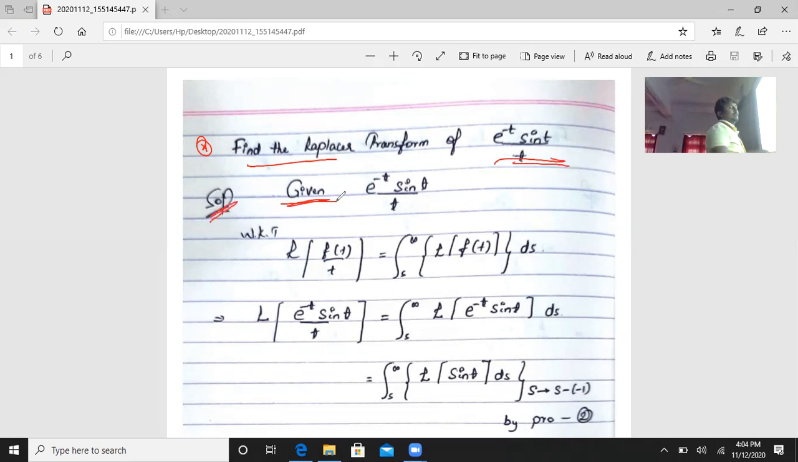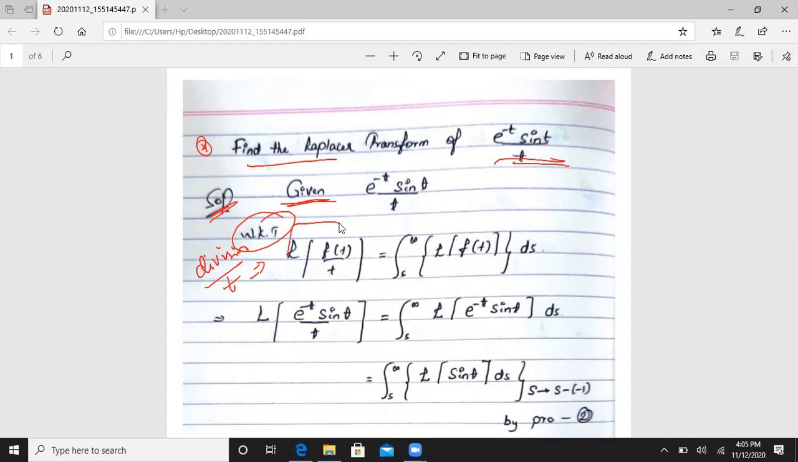First, the solution. We write the given function, e to the power minus t sin t divided by t. We know our property number 4, division by t. The statement is: Laplace transformation of f of t divided by t is equal to the integration from s to infinity of the Laplace transformation of the remaining function with respect to s. So this is our given equation.